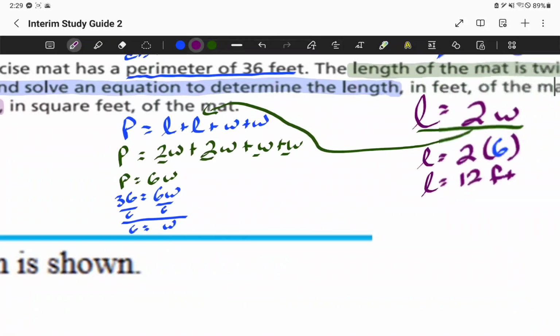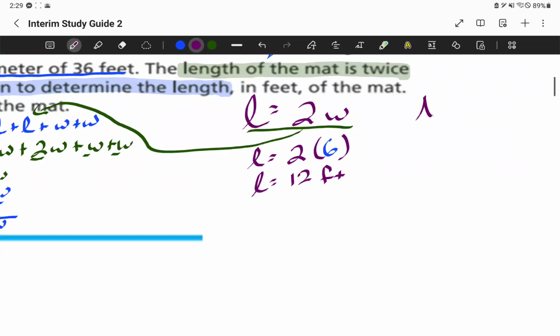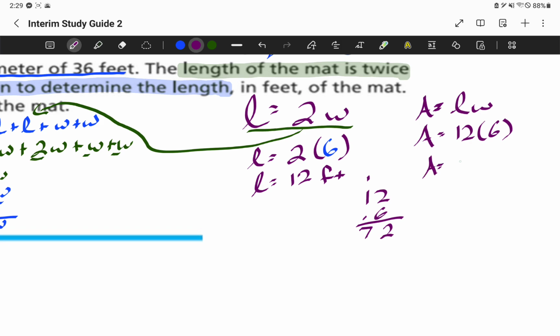Then find the area. Well, area is length times the width. So that's 12 times 6. 6 times 2 is 12. Carry 1. 6 plus 1 is 7. 72 feet squared.